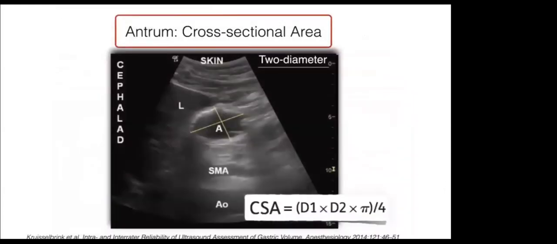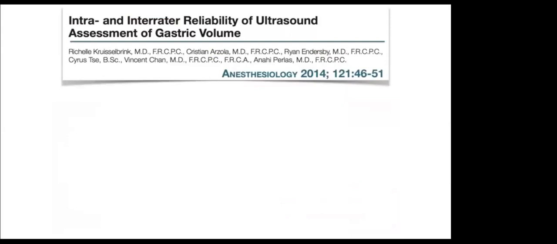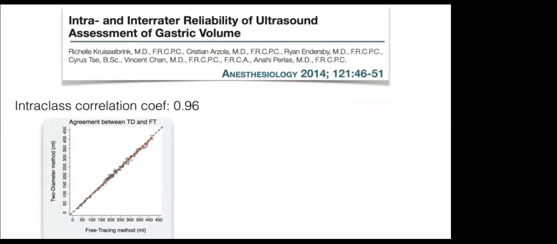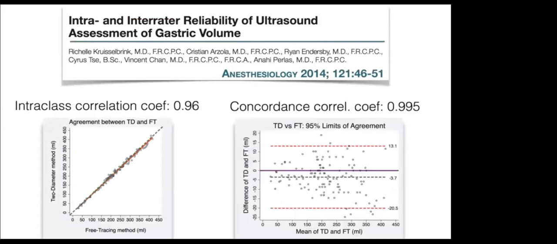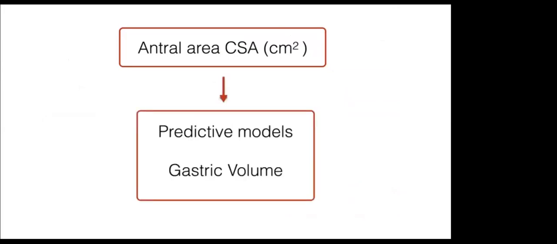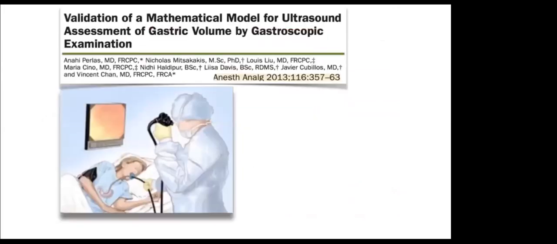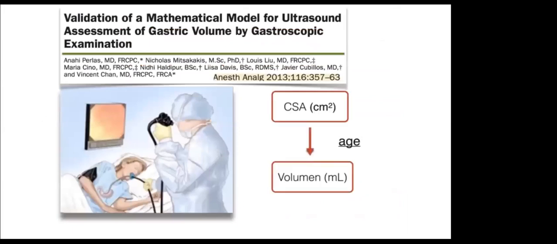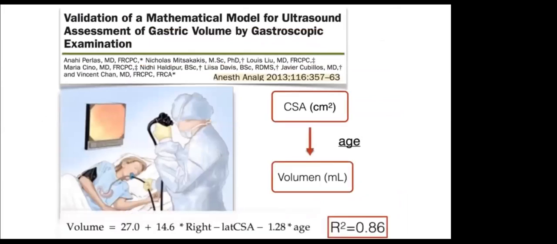And the cross-sectional area can be measured with two methods, two diameters, also free tracing. When we do this with free tracing, it's very reliable when we measure it under different circumstances and different raters. By measuring the area, you can estimate and predict the volume. This was developed under a study that determined a predictor model where you input the age and you can determine volume based on the area.